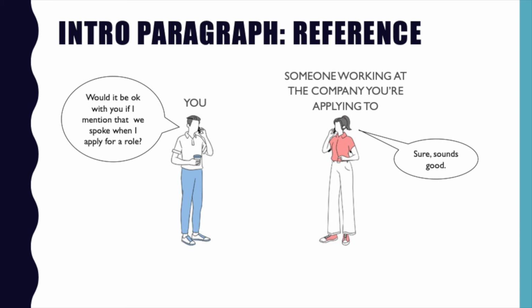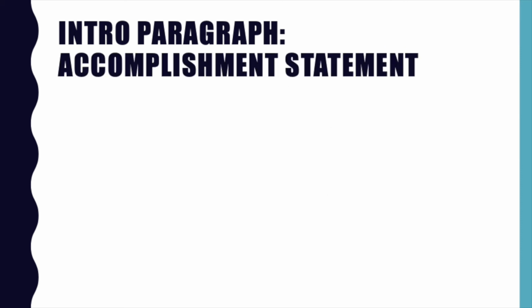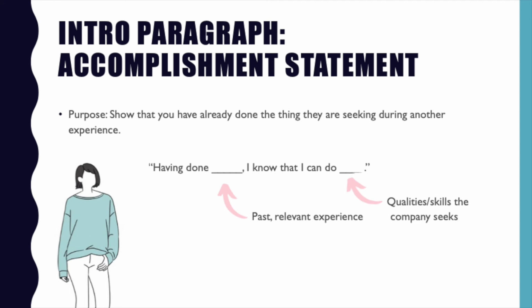So a reference to start out a cover letter might say, after speaking with Sally Smith, account director at XYZ agency, I know that I would be a great fit for this internship. If you're applying to that agency, that person works at the agency, having somebody on the inside who will vouch for you goes a really long way. The second type of eye catcher is an accomplishment statement. If you're writing a reference to start out, you also could include the accomplishment statement after the reference sentence. But an accomplishment statement is you showing, hey, I've done this type of thing before. Having done these types of things, I know that I would be a great fit for this internship or for this job.